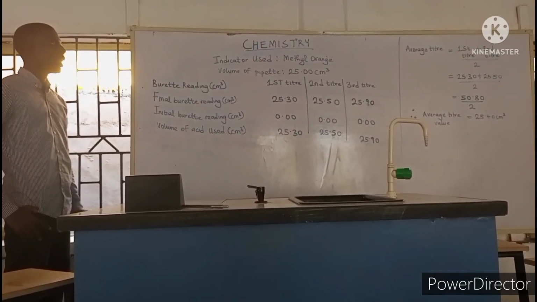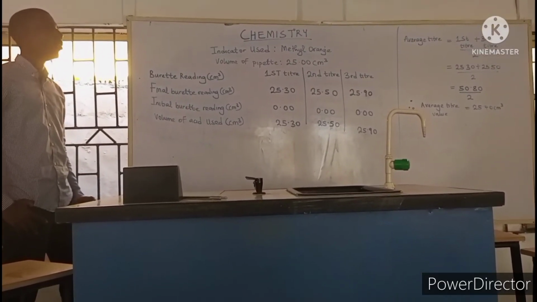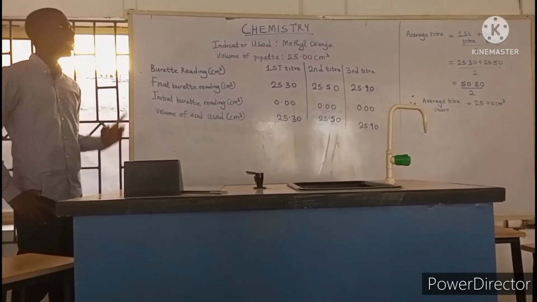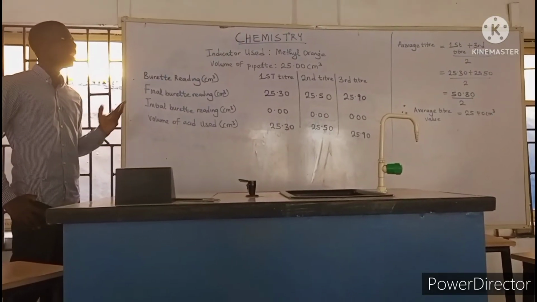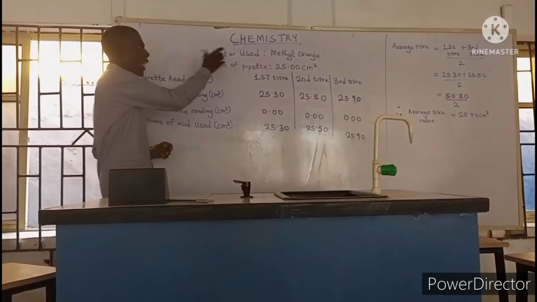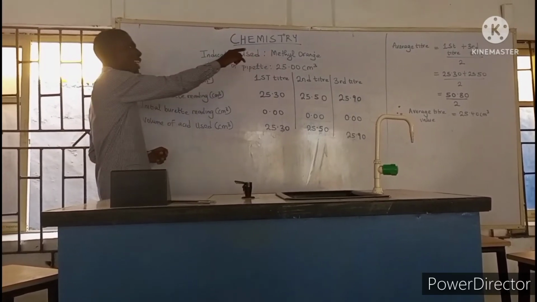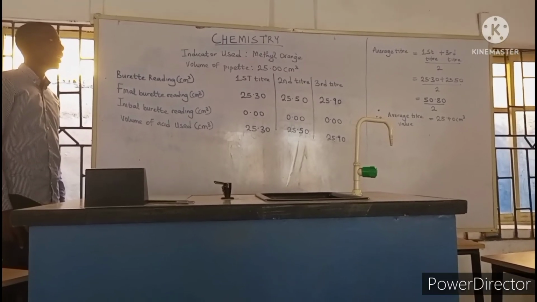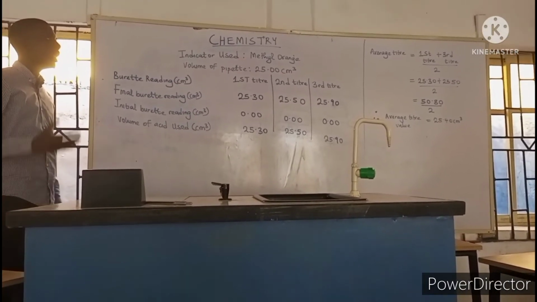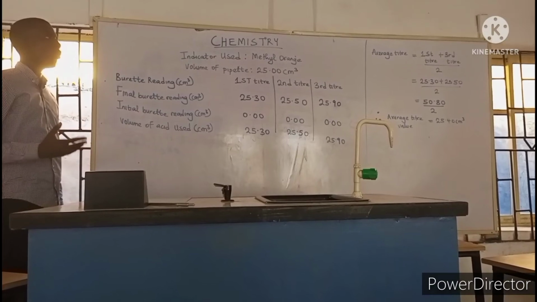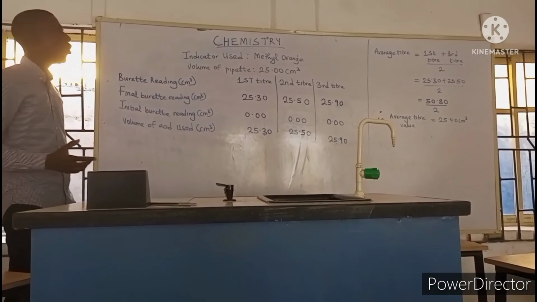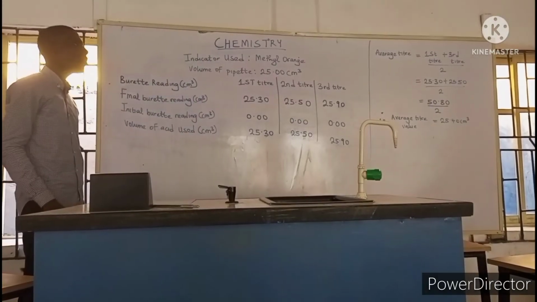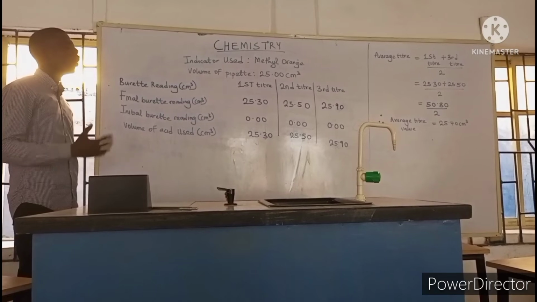Now, before we start, there are some certain things the examiner is actually looking out for. Number one, when reporting your titration experiment, indicator used must be indicated. Look at the example on the board. Indicator used for this particular titration experiment happens to be methyl red. After indicating the indicator used, the next step is to indicate the volume of pipette used for sucking the base. Now, the volume of pipette used is 25.0 centimeter cube. After that, you move straight to draw your table.